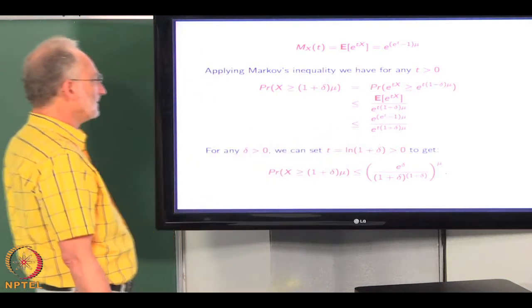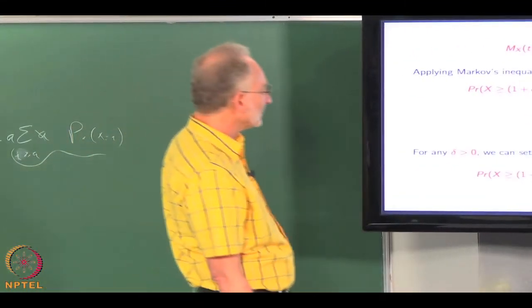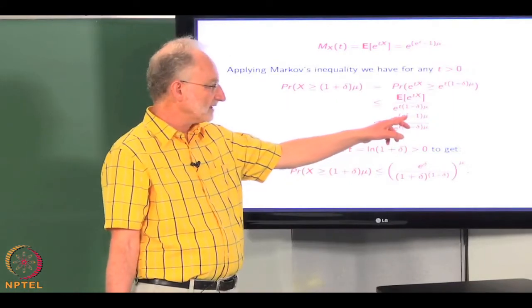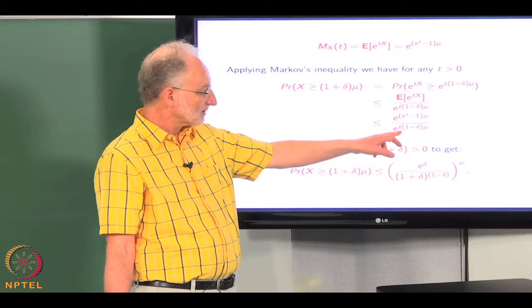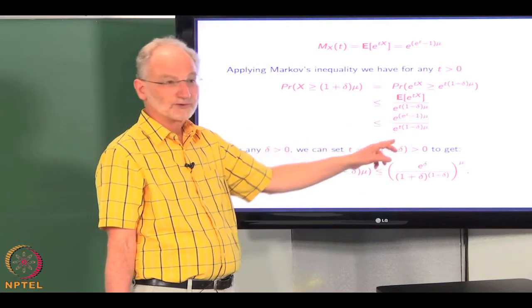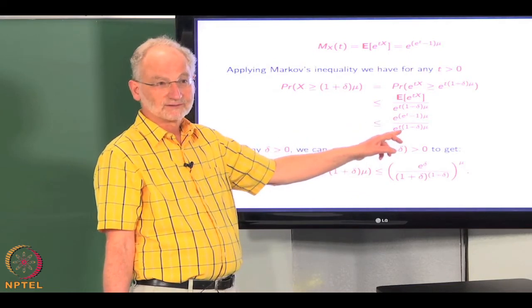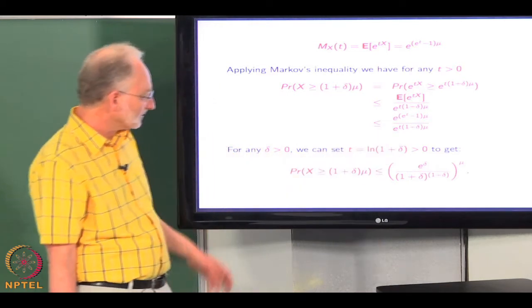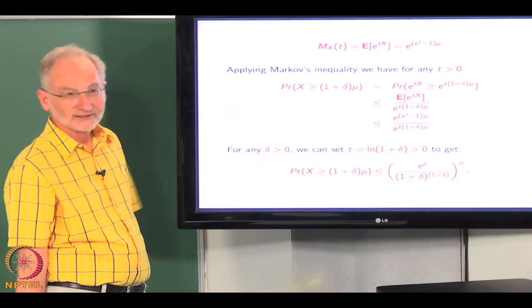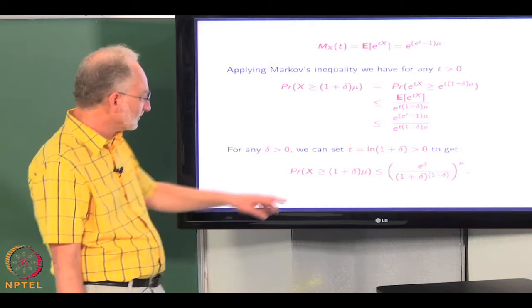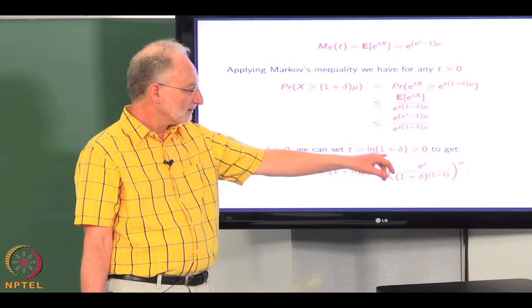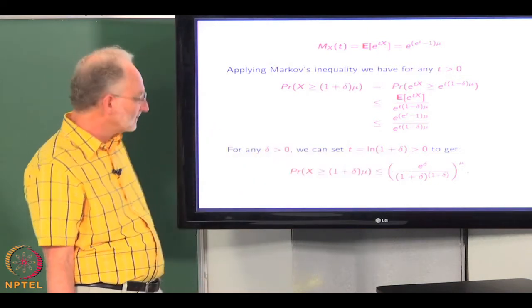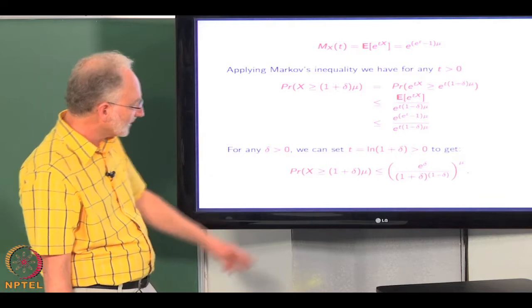Okay. So now the second part of the recipe is, well, we have this free variable t, and now we want to optimize with respect to t. We want to get this value as small as possible with respect to t. Okay? So you can take the derivative, or just believe me that if you plug t to be ln of 1 plus delta, and you do some manipulation, you get this bound.